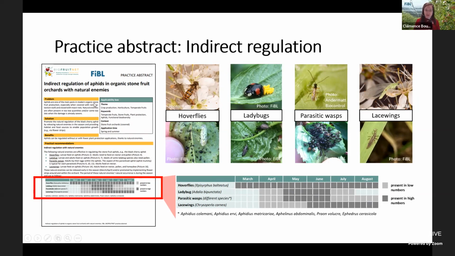The second page of this practice abstract shows you how the eggs look, how the larvae look, how the adults look. And here you can see the larva of the hoverfly that is eating on the aphids, here the larva of the ladybugs. Here some parasitized aphids, so it's these golden or red or black aphids that change in shape, so they become round. Or here you can see the larvae of the lacewings.